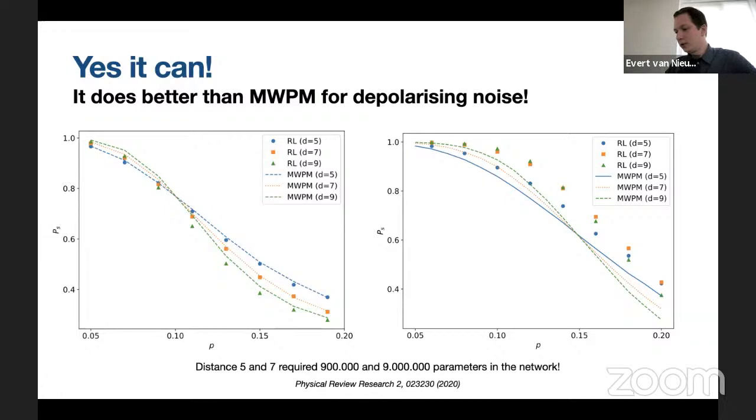It's a little worse. The threshold, I think, if you insist, is a little bit lower also than the minimum weight perfect matching, but overall it very closely follows minimum weight perfect matching. What's more interesting is if you go to the case where you have more than just bit flip errors, meaning you can also have Z or Pauli Y errors happening on physical qubits, then the reinforcement learning decoder learns to clearly do better than minimum weight perfect matching.